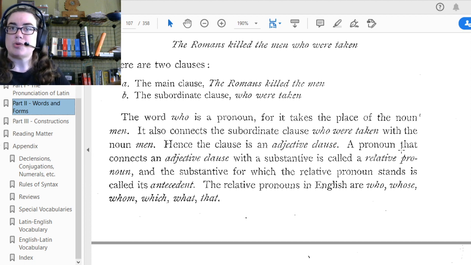The relative pronoun in Latin, being like an adjective, needs to match the antecedent in gender and number. So in this case, it's going to be masculine plural. But the case of who is determined by what it's doing in the clause. So it's not going to be accusative, it's going to be nominative, because who is the subject of were taken.